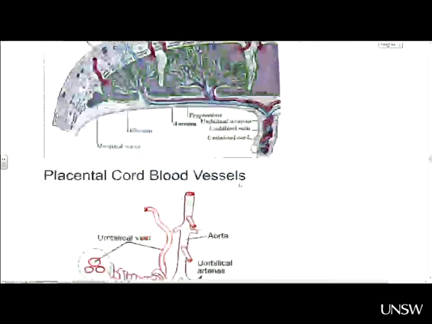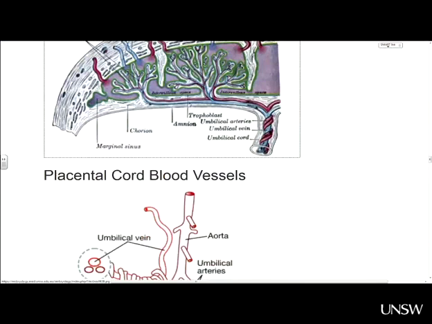Back here, in the chorionic plate, we see the larger blood vessels. So the branching of the artery and vein that have come within the cord spread out through the chorionic plate and then branch again into the villi themselves.